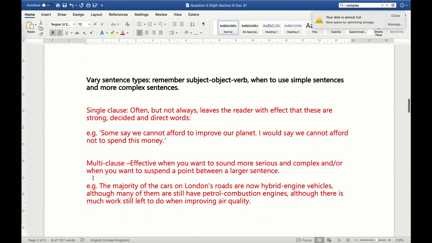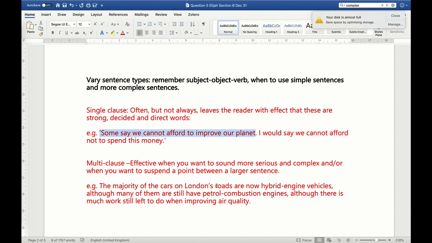Okay? We've talked a little bit about varying sentences, simple and complex. Another way of thinking about this grammatically is single clause and multi-clause. All clauses will have a subject, a verb and an object. For example, some say we cannot afford to improve our planet. I would say we cannot afford not to spend this money. So this is broken down nicely by the full stops. The meaning is conveyed quickly, and the reader gets across it quickly.